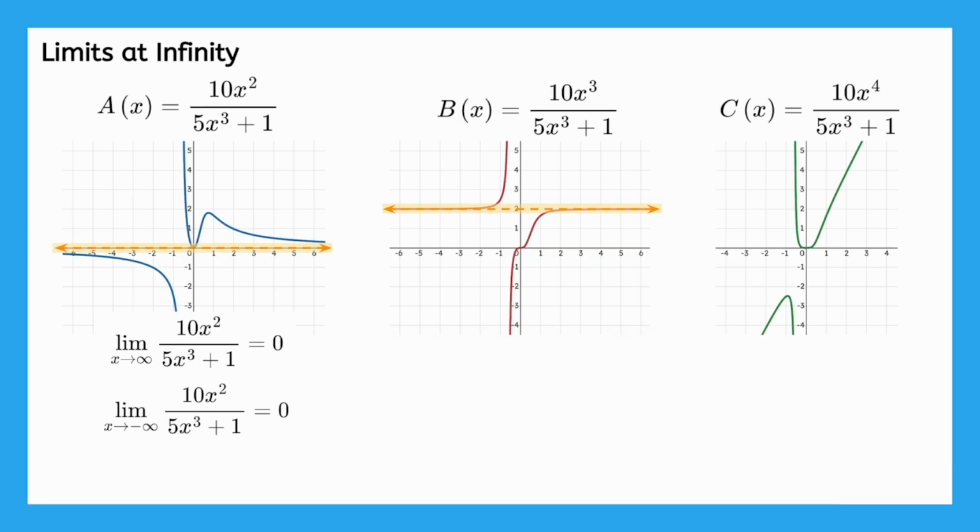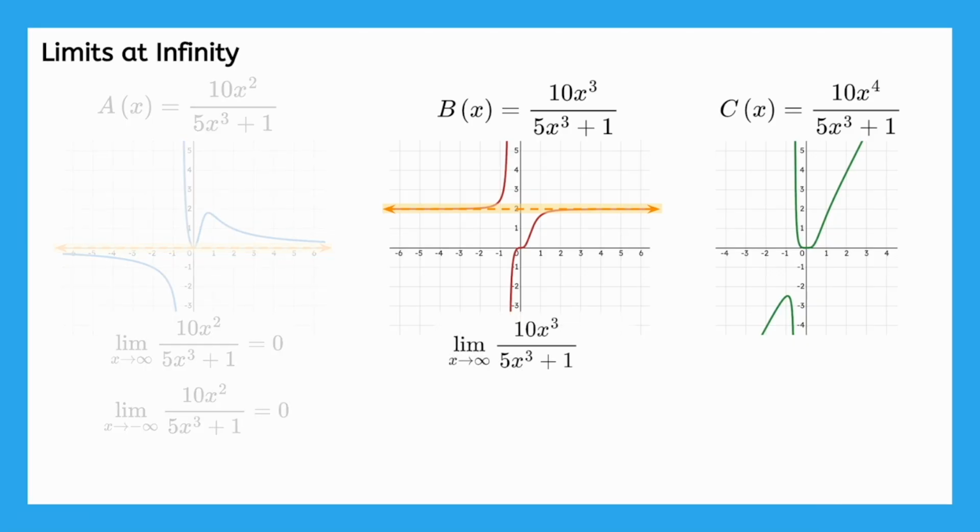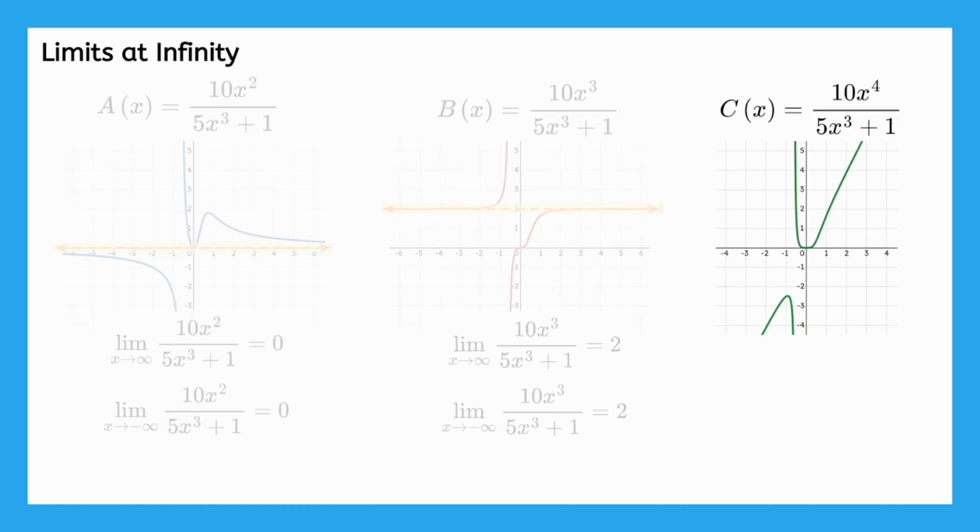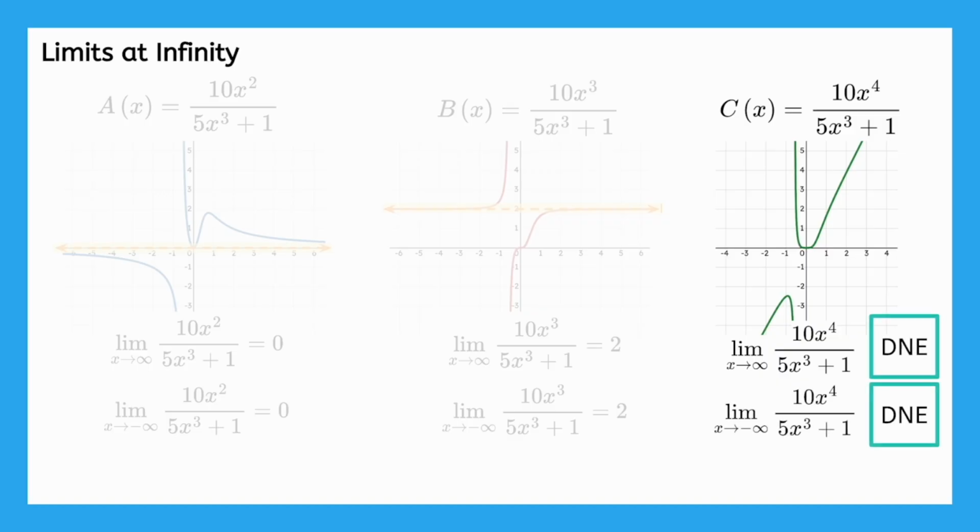Let's check your work. The limit of b of x as x approaches positive infinity and also the limit as x approaches negative infinity are both 2. What about function c? Since the graph doesn't approach any finite value on either end, both the limit of c of x as x approaches positive infinity and as x approaches negative infinity do not exist.